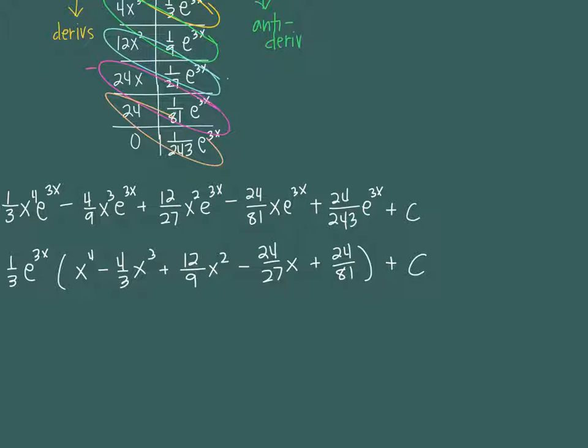And so 12/9 becomes 4/3. 24/27 becomes 8/9. And 24/81, let's see, that becomes 8/27.